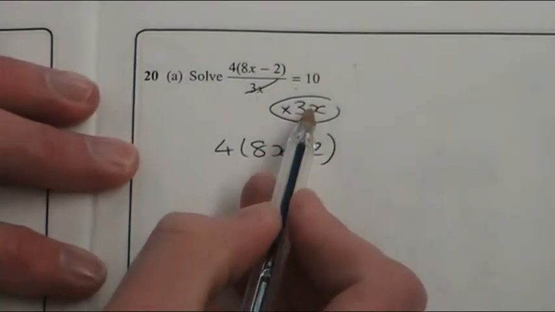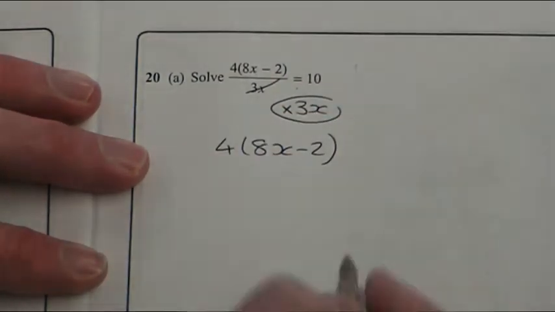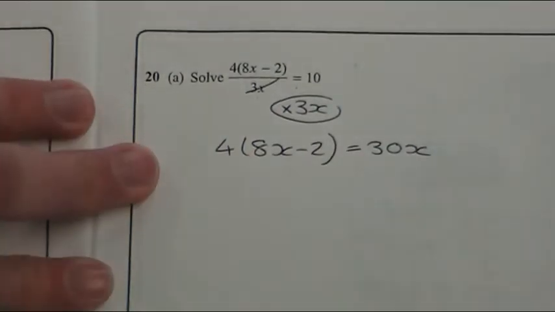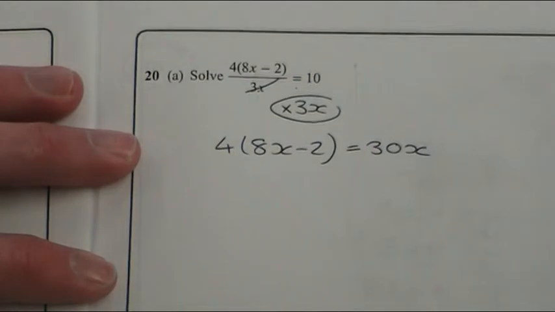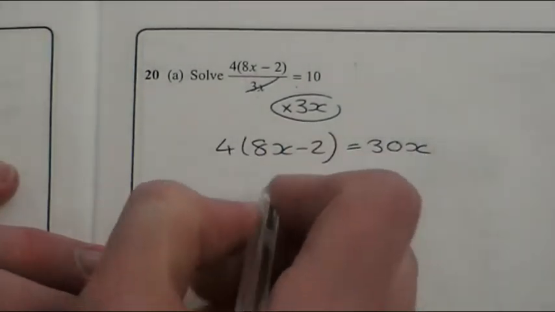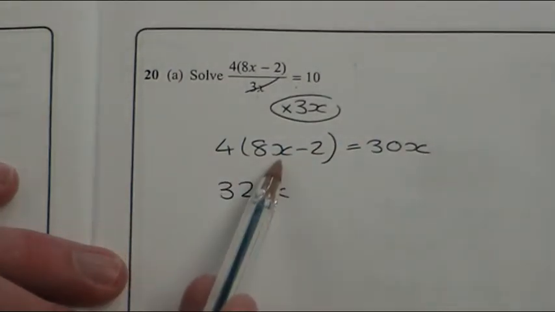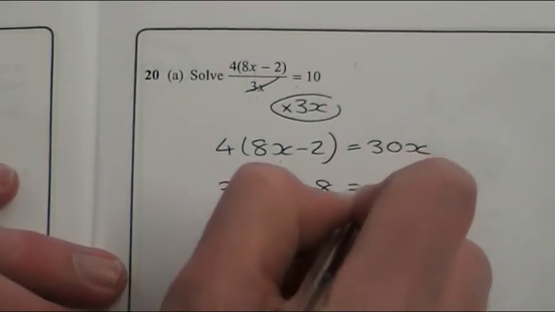And if I times this by 3x, or 3x times 10, 10 lots of 3x is 30x. Now, we've got a couple of options here. I like to expand the brackets most of the time. It would generally work easier. So if I expand these brackets, I'm going to have 4 lots of 8x, which is 32x, and I'm going to have 4 lots of negative 2, which is negative 8.